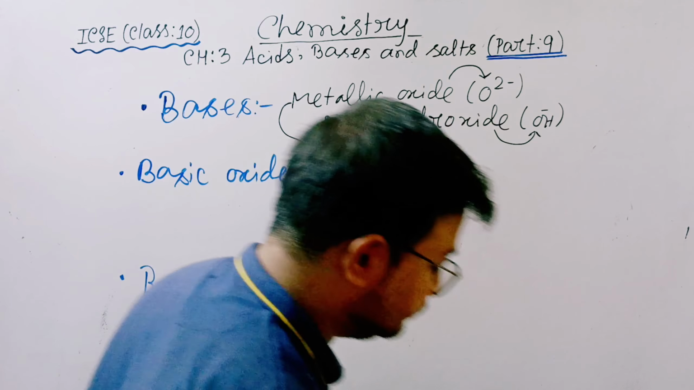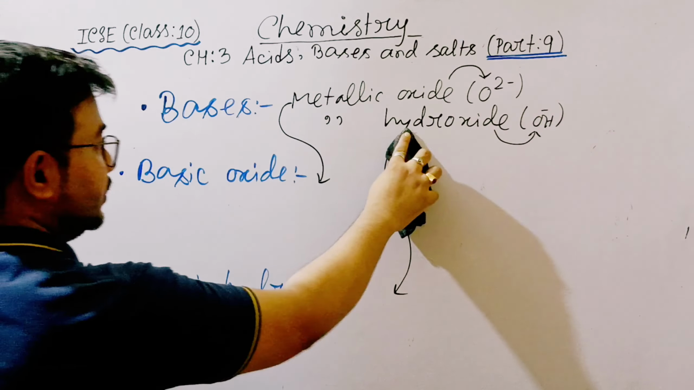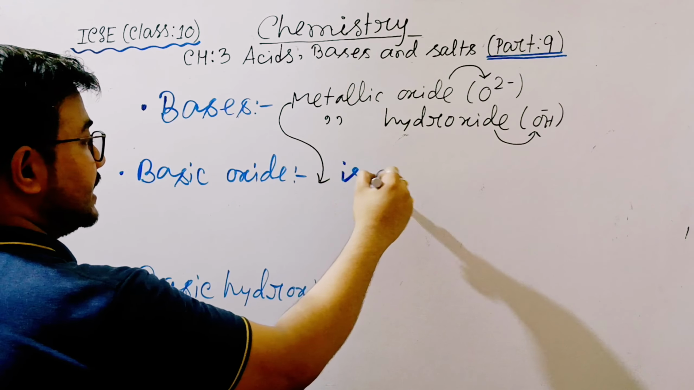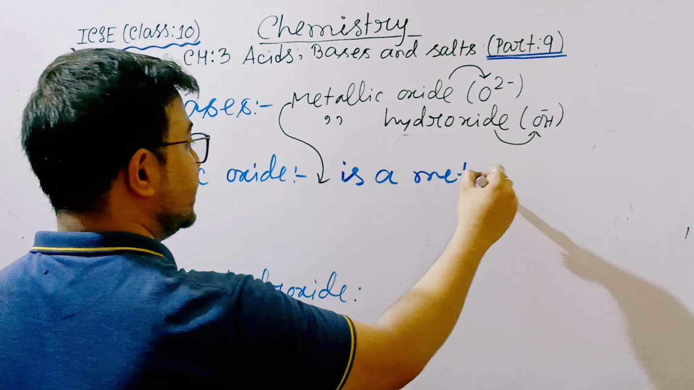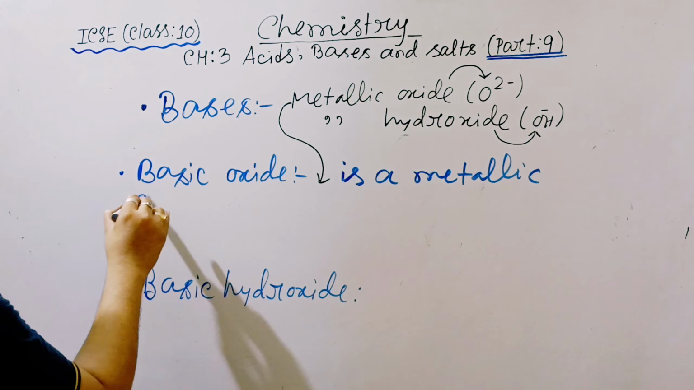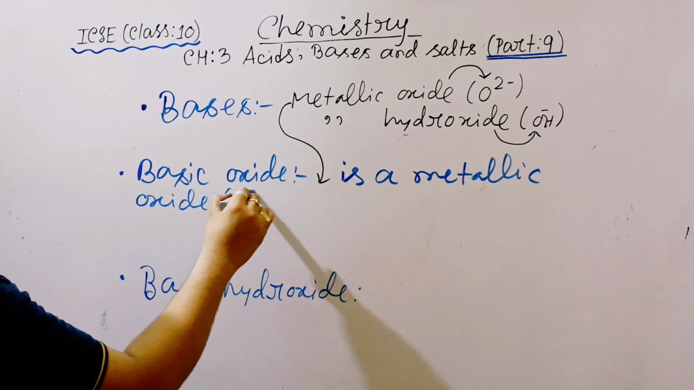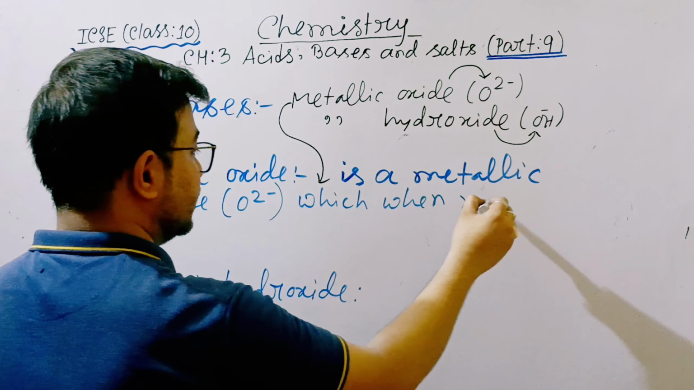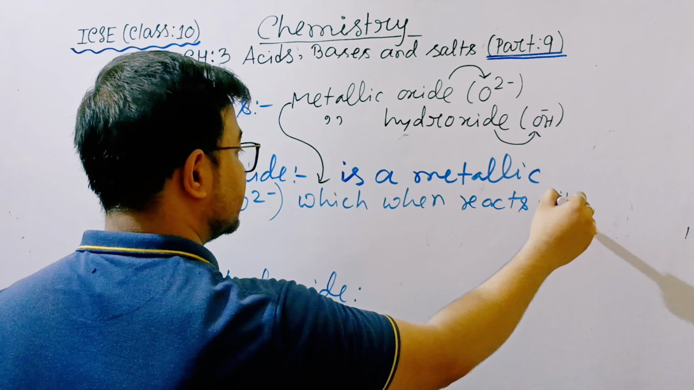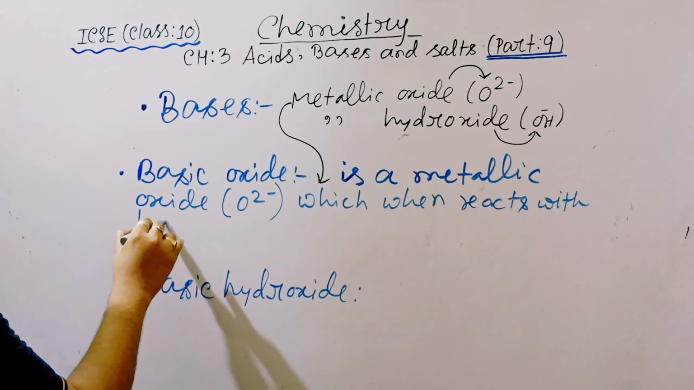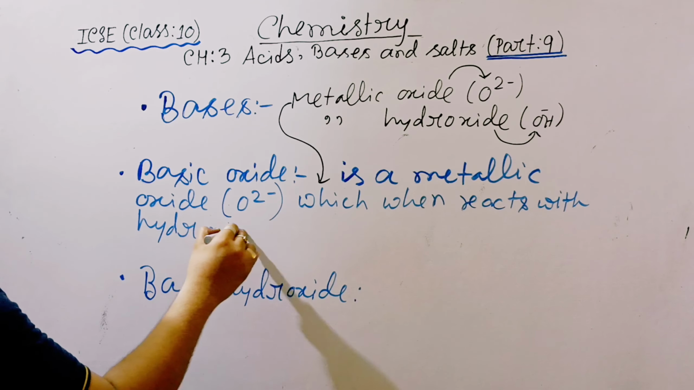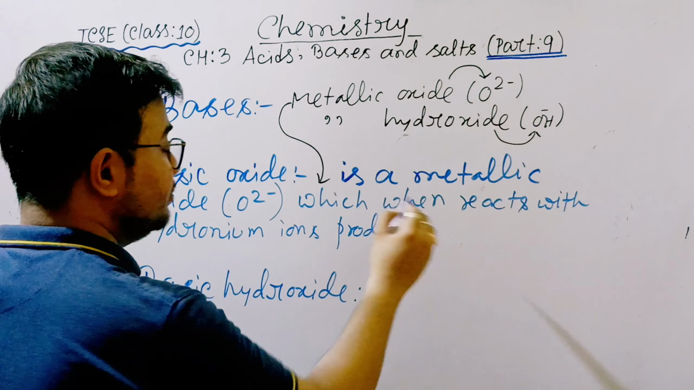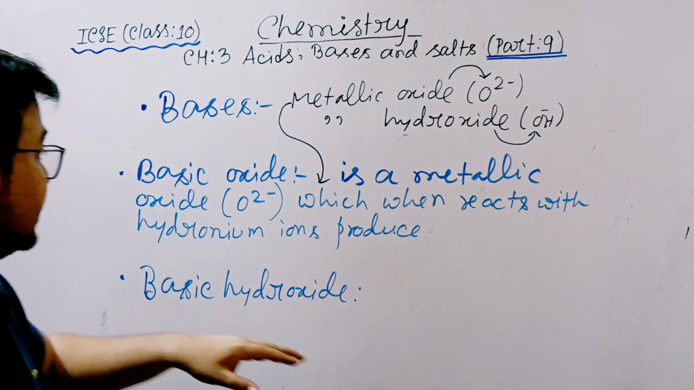First, see. So basic oxide is a what? Metallic oxide, that is O2 minus, which when reacts with hydronium ions produce, tell me, try to give the answer.